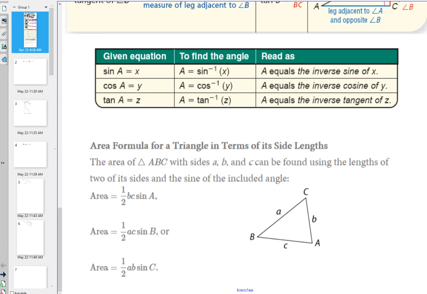I know Kenny will. Kenny, what do you like better, area or volume? Neither.